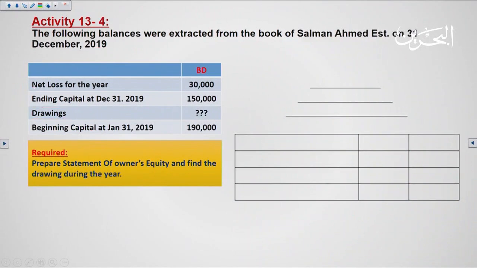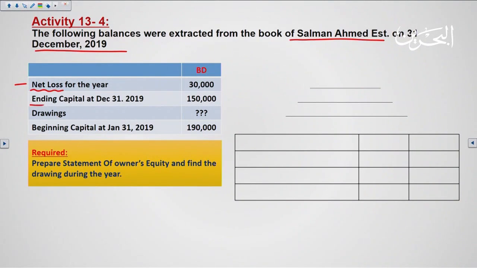Moving on to activity number 4. This activity also has a trick. We will see the question first. The following balances were extracted from the book of Salman Ahmed. This is the name of the company, and this is the period of time. We have here net loss. In the previous activities, we were given the net income, but here we are given the net loss, and we know that the net loss means the company is losing money. So this is definitely going to decrease the capital.